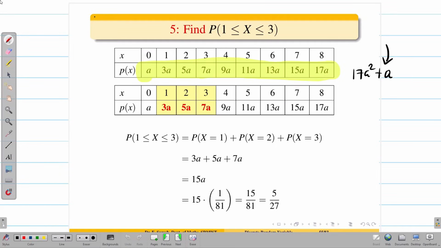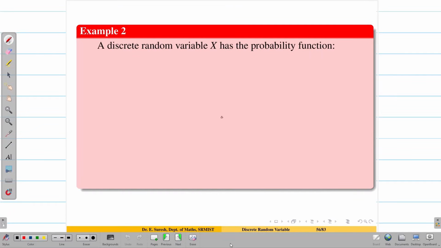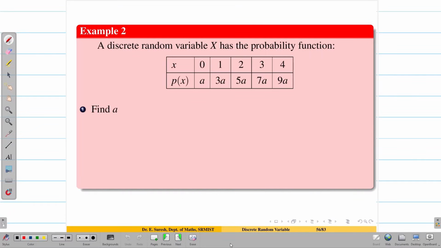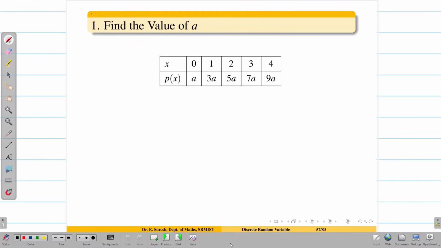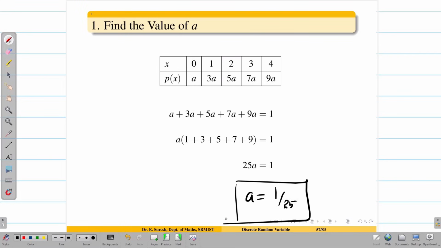Next, let us see one more problem. Take random variable X whose probability function is given. As usual, we have to find A, some inequalities, CDF. In this problem, in addition, they tell you to find the mean, variance of X, and variance of X minus 4. As usual, find A. We know that the sum of the probabilities is always 1. Add all the probabilities. We find the value is 25A equal to 1. So A equal to 1 by 25.